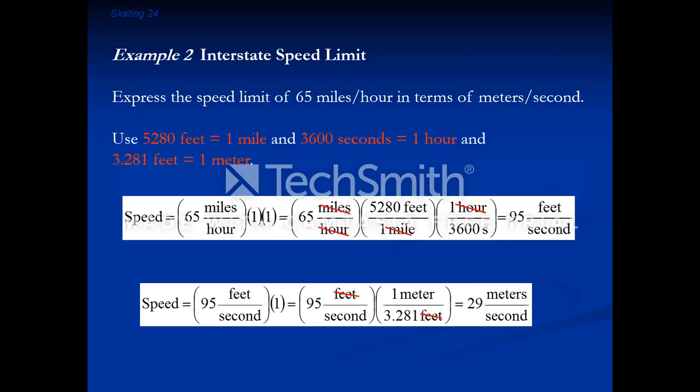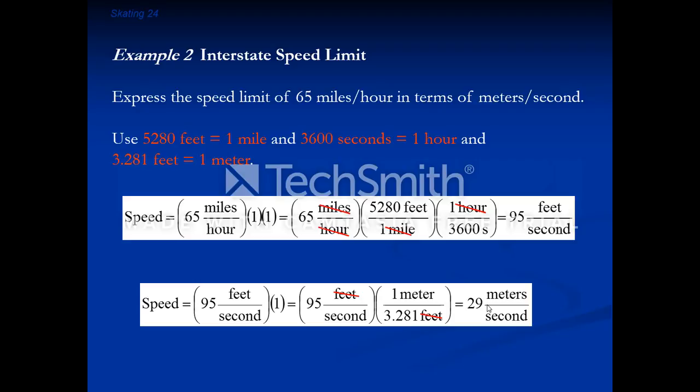And so what we see, taking 95 and dividing it by 3.281, we find that we have 29 meters per second. So if you're moving down the road at 65 miles an hour, you're moving down the road at 29 meters per second. All right, so that's kind of quick.